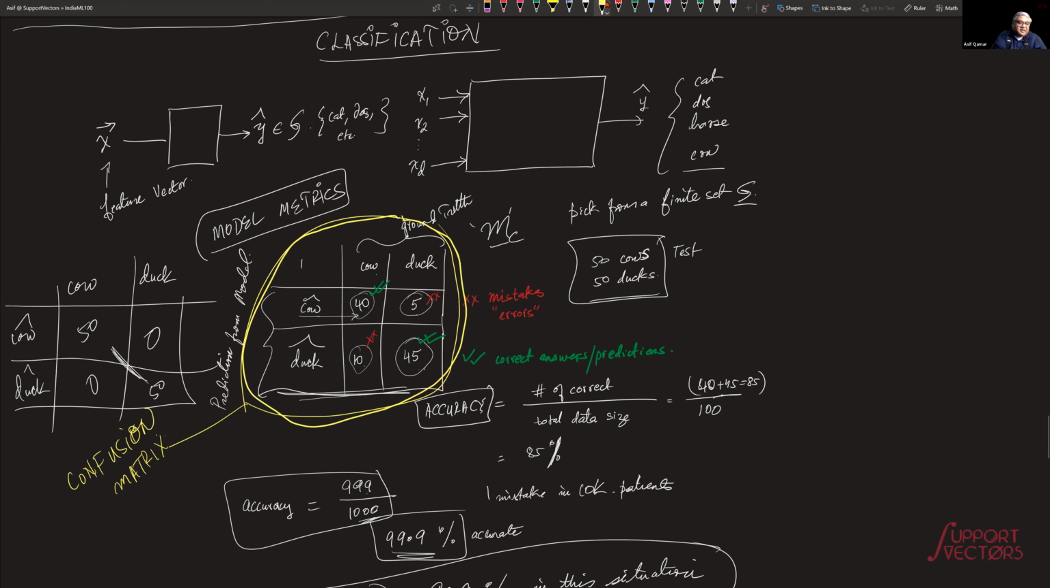So for example, here is a cow. How many cows did you get right? 40 of them. You caught the cows as cows, but 10 of the cows you marked as ducks. Obviously, you can imagine that you would never want to do that.